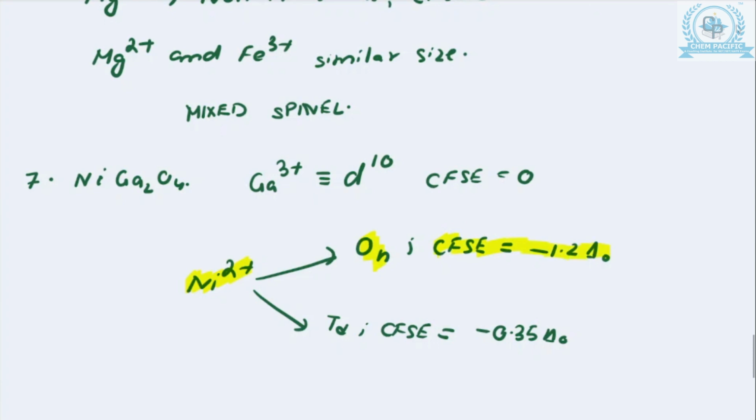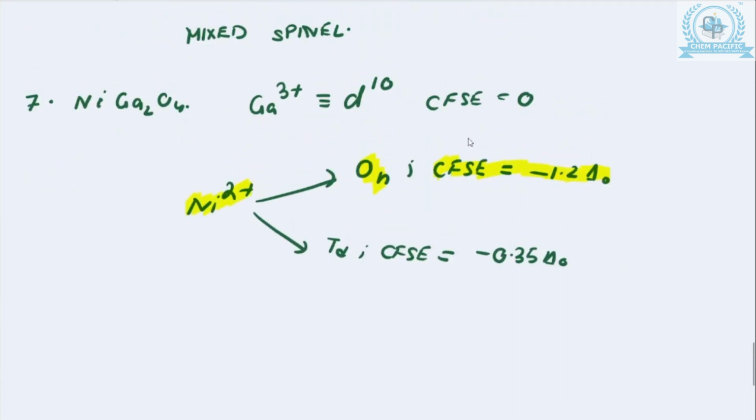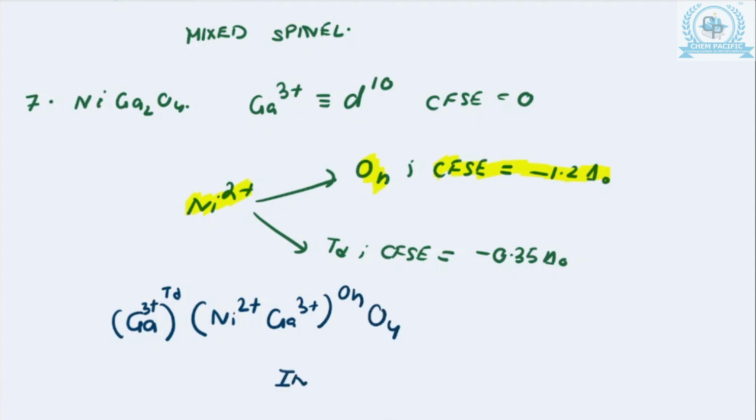So if Ni2+ prefers the octahedral site, how will you represent it? In this case, half of the Ga3+ will occupy the tetrahedral site, and Ni2+ and the other half of the Ga3+ will occupy the octahedral site, and this is the representation of an inverse spinel.